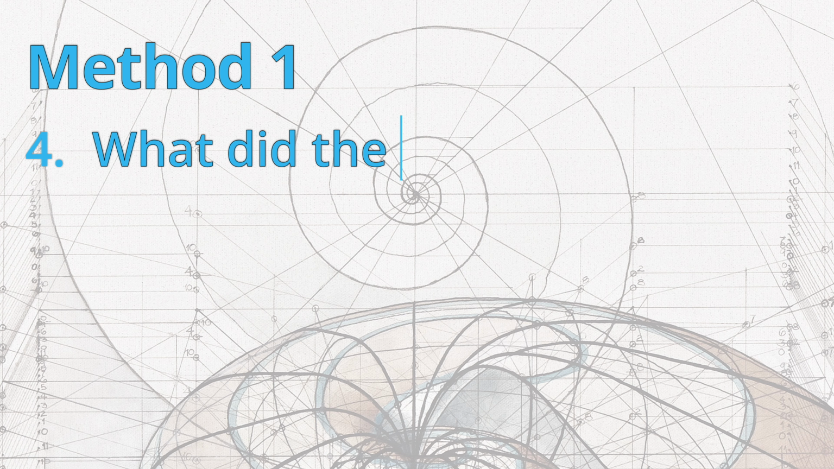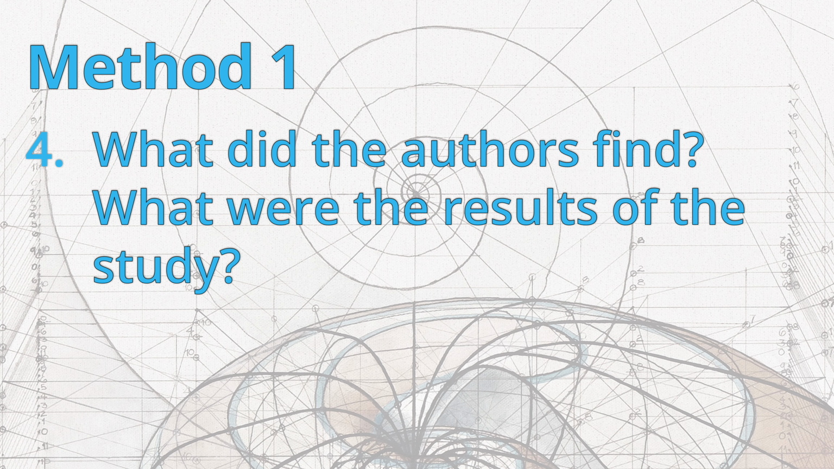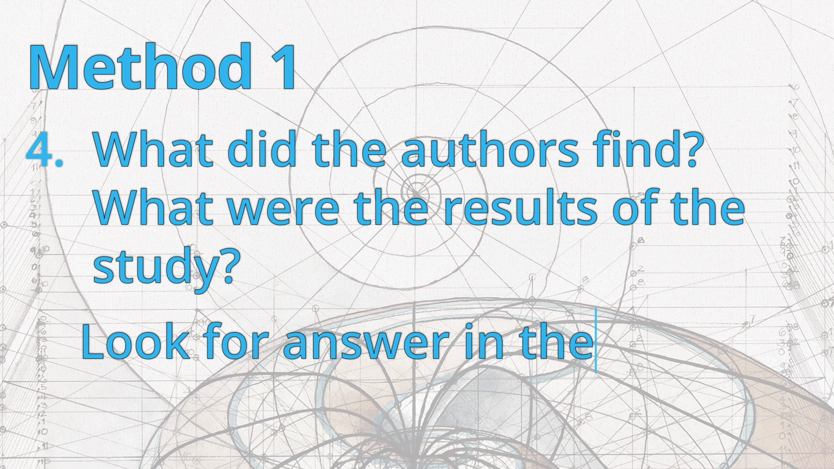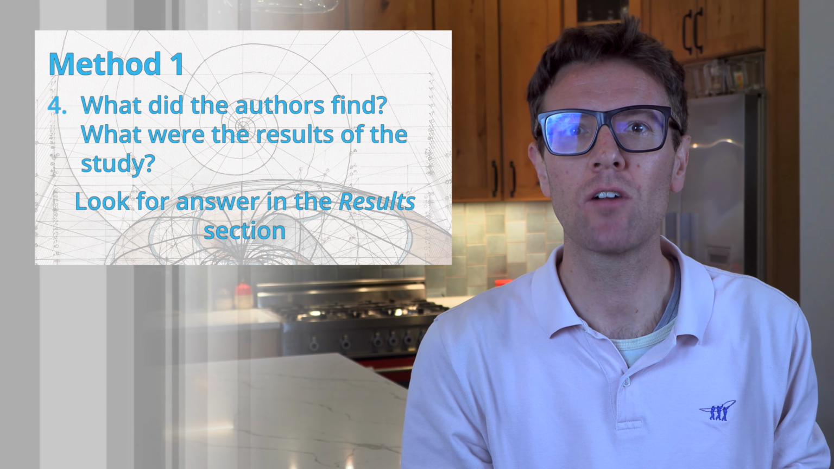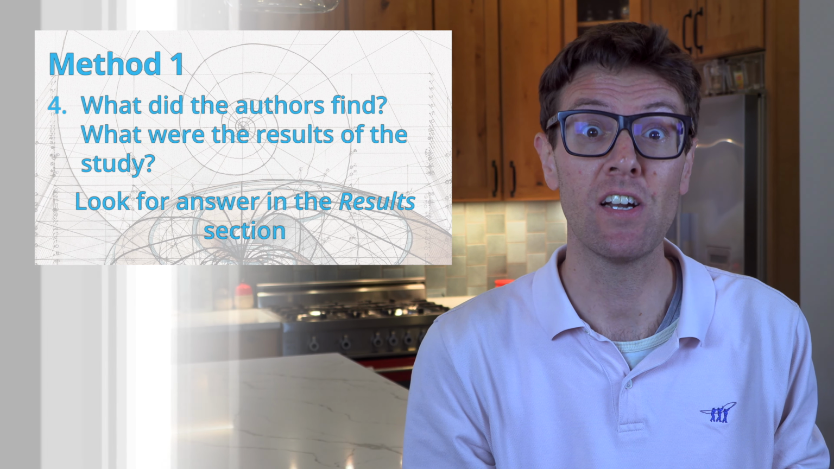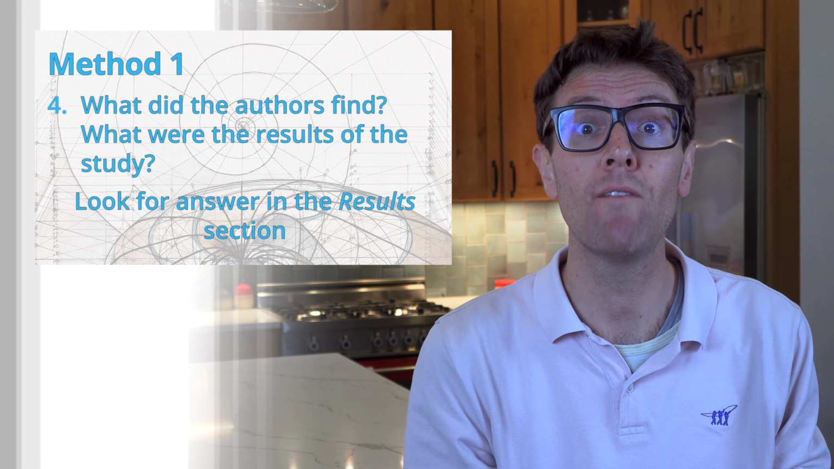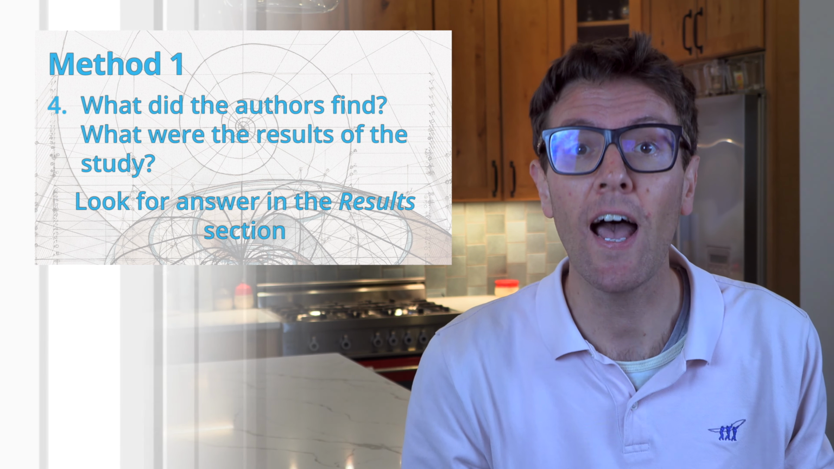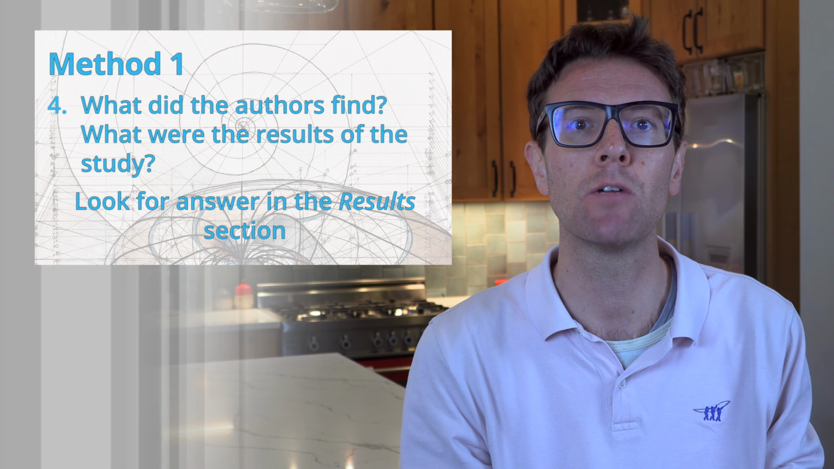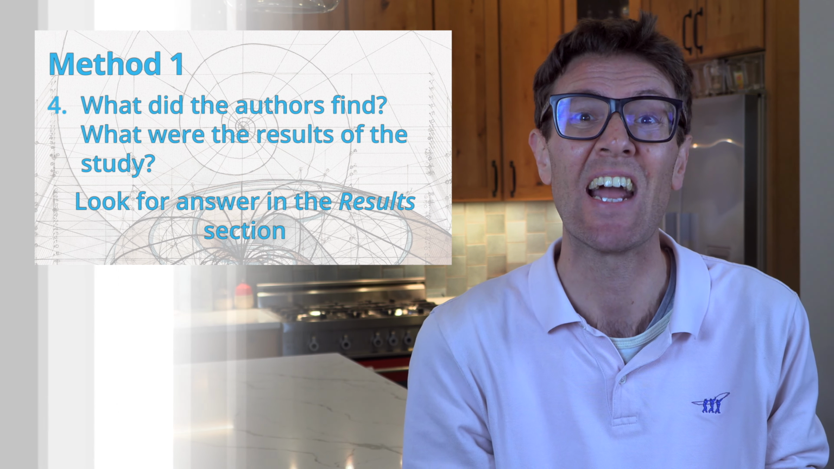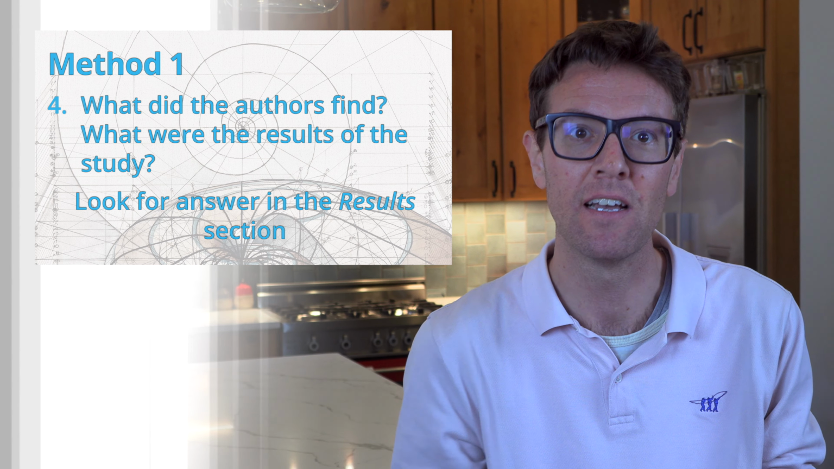Fourth, what did the authors find? What were the results of the study? You can answer this question by focusing on the results section of the paper. Results are often expressed in jargon or formal notation, and generally, papers report more than one finding. Focus on facts and try to identify the key result that matters the most in terms of the specific research question and rationale of the study.